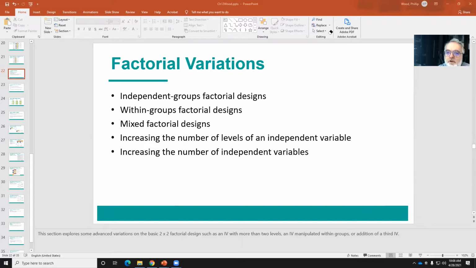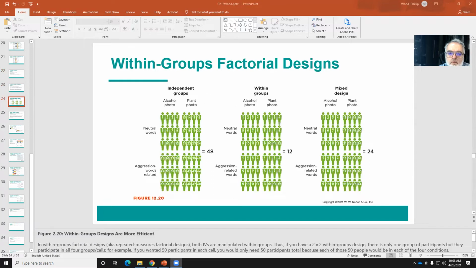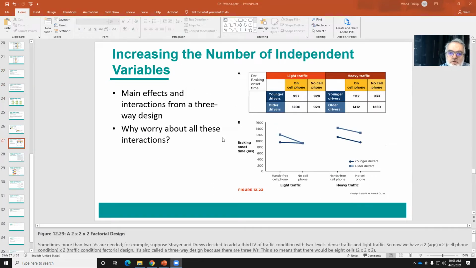So where we last left ourselves was this issue of the fact that you can look at more than one independent variable. As I was saying before, this is an example of a 2 by 2 by 2 design. That is, we're going to make a little 2 by 2 cell for the light traffic group and a 2 by 2 cell for the heavy traffic group. If you have what is called a triple interaction, that means that the differences across the groups vary across levels of that third variable.